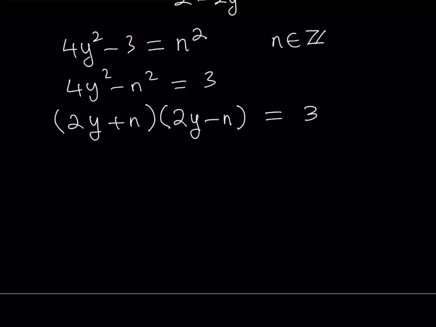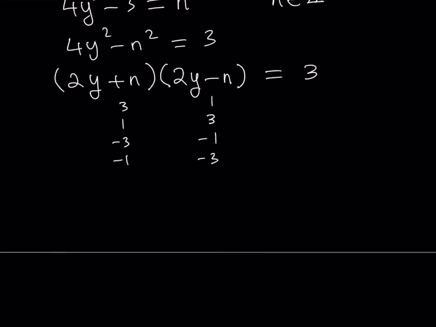For example, this can be a 3, this can be a 1, this can be a 1, this can be a 3, this can be a negative 3, this can be a negative 1, and this can be a negative 1, and this can be a negative 3. Since 3 is a prime number, those are the only cases we need to worry about. So let's go ahead and check each case.